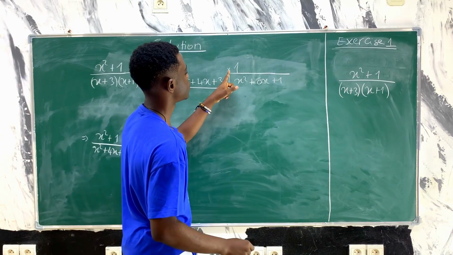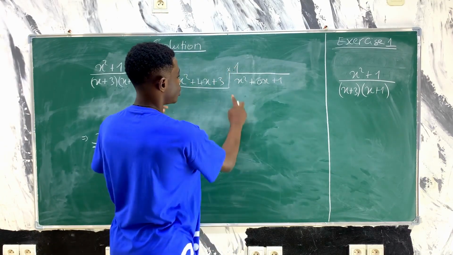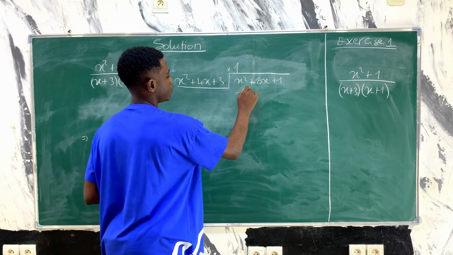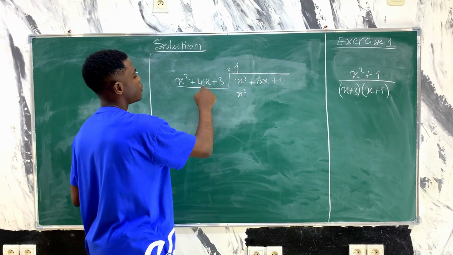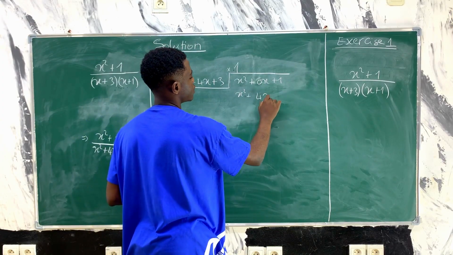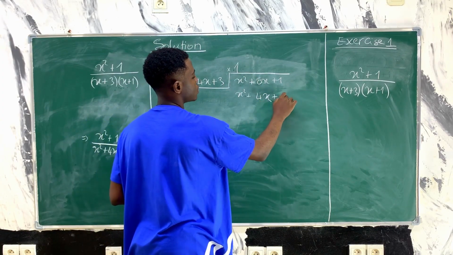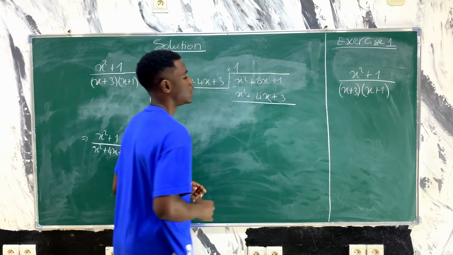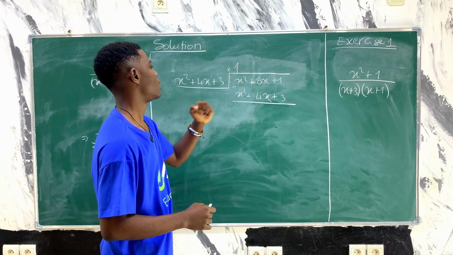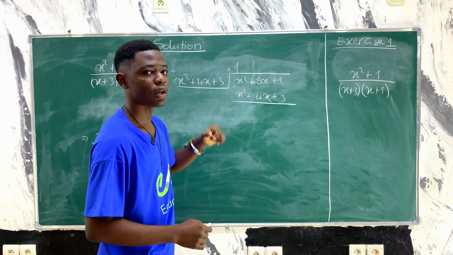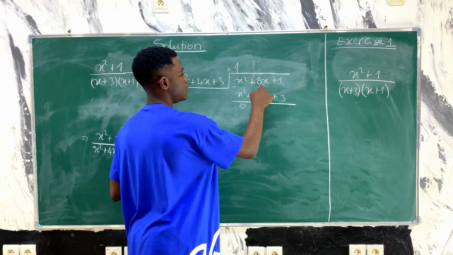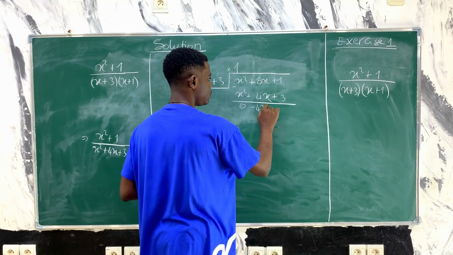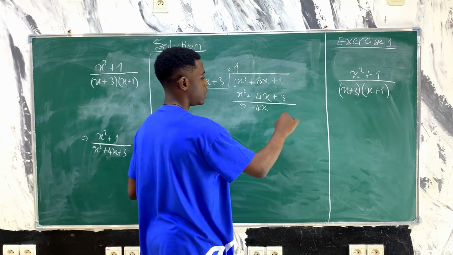Then I multiply this 1 by everything here and put it under it. So I have 1 times x squared, x squared. 1 times 4x is plus 4x. 1 times 3 is plus 3. I put my minus sign here and subtract. What is the answer? x squared minus x squared is 0. 0 minus 4x is minus 4x. 1 minus 3 is minus 2.